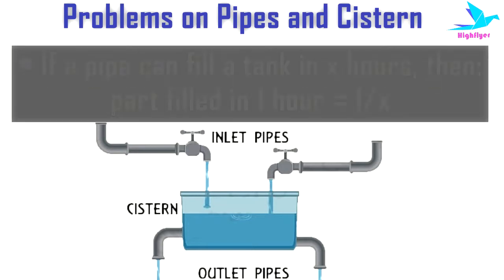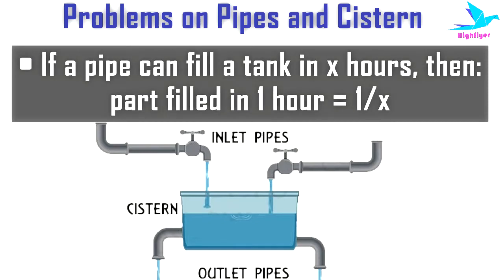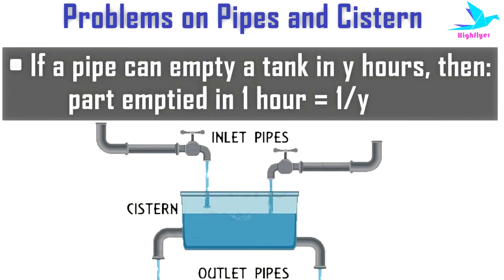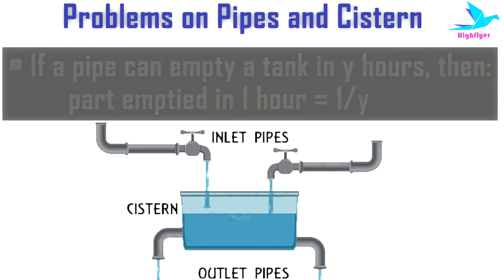Now we'll look at some conditions. If a pipe can fill a tank in X hours, then part filled in 1 hour equals 1 by X. Similarly, if a pipe can empty a tank in Y hours, then part emptied in 1 hour is equal to 1 by Y. Next condition.